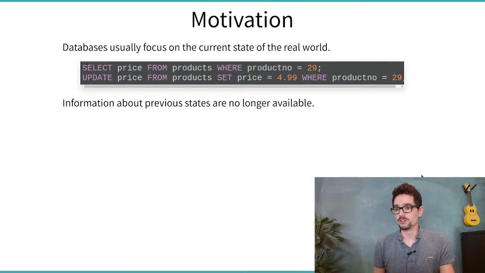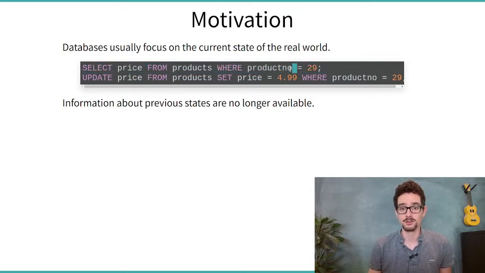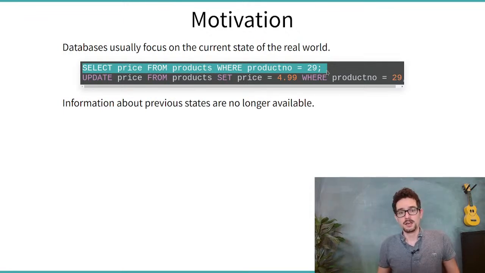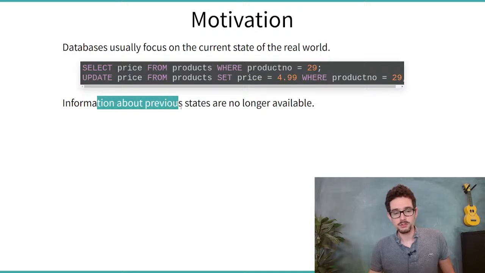The motivation. Let's take a look at this non-historized or non-temporalized table. So this is a classical table, products. Select price from products where the product number is 21. You all wrote those queries. And you all wrote those queries, oh, I changed the price. The information about previous states is no longer available.